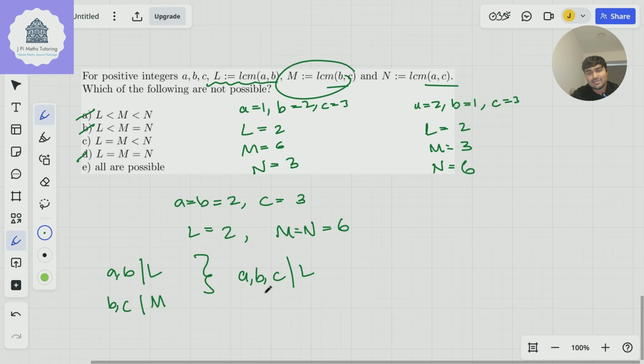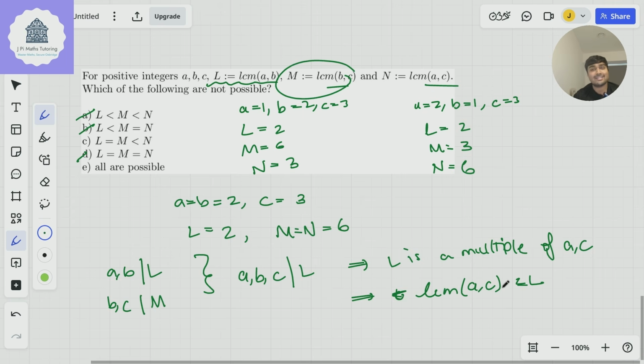But the issue with this is, now that you have a, b, and c dividing L, well, that means that L is a multiple of a and c. But that means that the lowest common multiple of a and c must therefore be less than or equal to L, because L is a multiple of a and c. So the lowest common multiple of a and c could be L, or if it's not L, it would have to be something smaller by definition. But then that's a contradiction to this fact because we're assuming that it's bigger than L. And so therefore the correct answer here would be C.